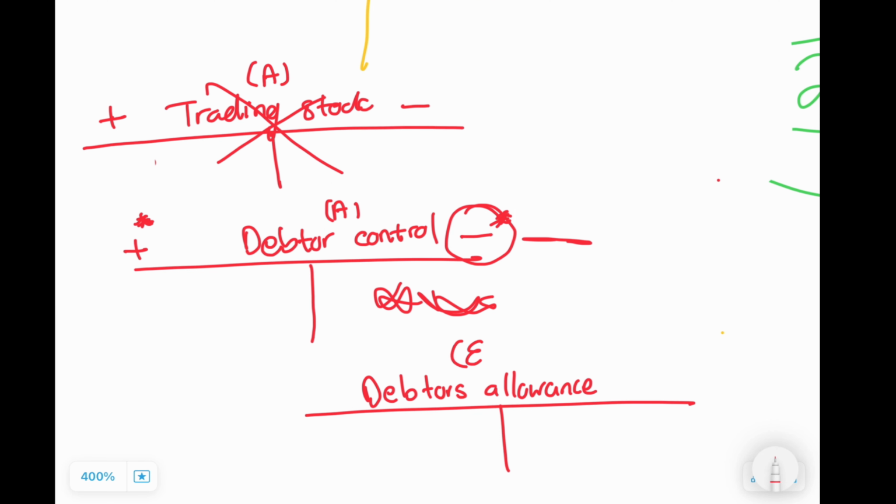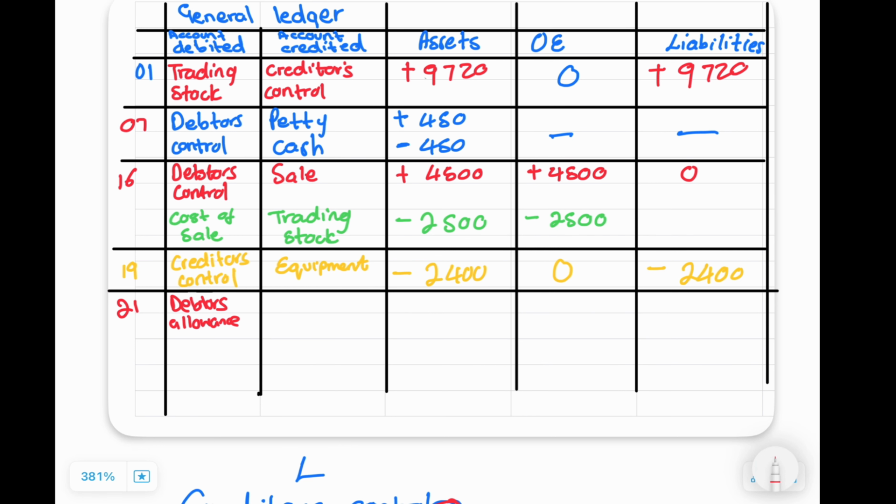This is on the 21st. So debtor's allowance will be debited. Our debtor's control will be credited since it is decreasing. So debtor's control account, we said it's an asset account. So now this debtor does not owe us this amount anymore, so we have to show that there is a decrease in our debtors. And then debtor's allowance account will affect our owner's equity, so it's going to be minus 1,200.